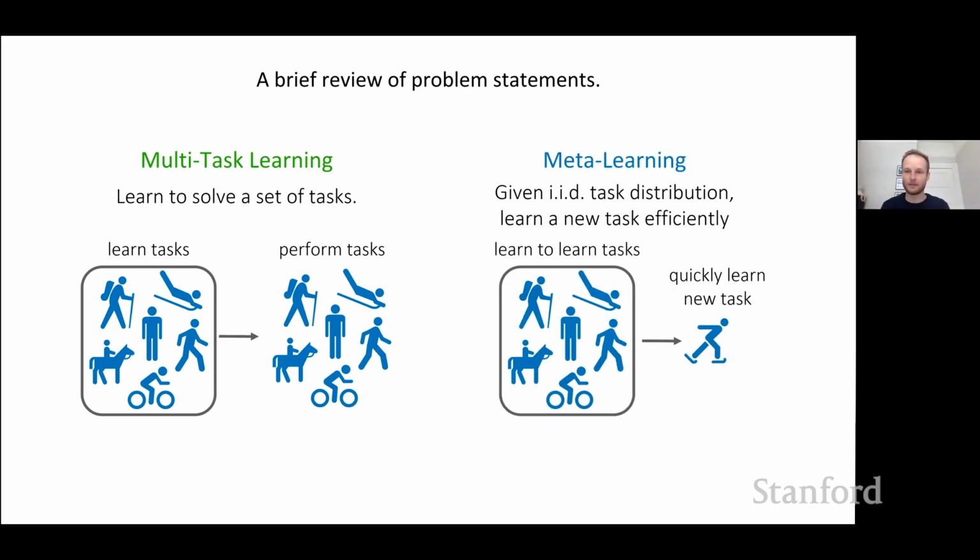And then we also talked about meta learning, where given an IID task distribution, we try to learn a new task efficiently. So we'll learn to learn different tasks. In that case, you were given a set of tasks at training time, and then at test time, it will be measured how quickly you can learn a new task that you haven't seen before. So we are testing how quickly you can adapt to a new task you've never seen.